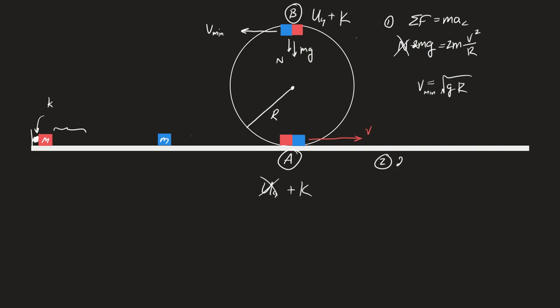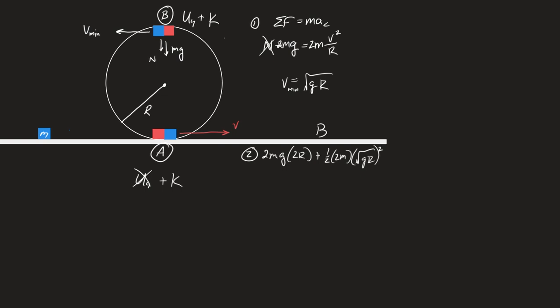So that means 2mg times 2r plus 1/2 times 2m times v, which is square root of gr, squared. That's the energy at state B. That has to be equal to the energy at state A: 1/2 times 2m times v at the bottom squared. I'm noticing all the 2m's will cancel out. How convenient.